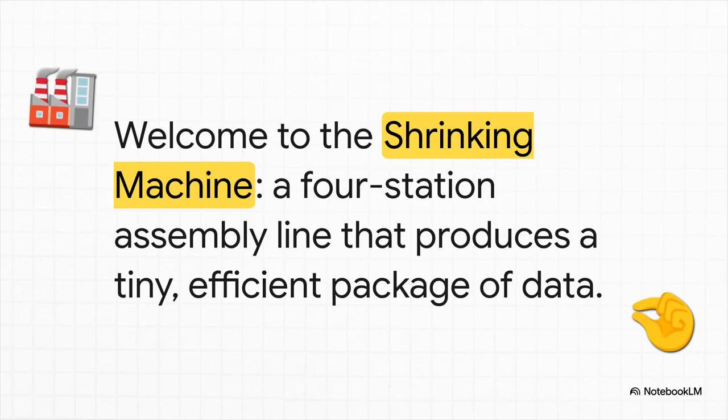For this explainer, I want you to imagine that the video encoder, the thing inside your phone or on Netflix's servers, is a giant factory. And it has one job, and one job only: to take an enormous, bulky video file, run it down a 4-station assembly line, and spit out a tiny, super efficient package of data on the other side.